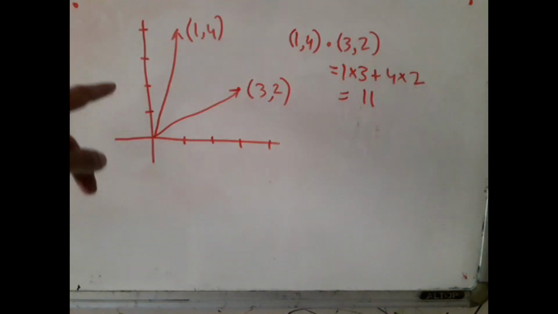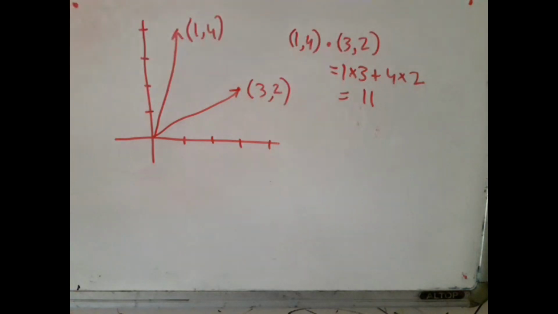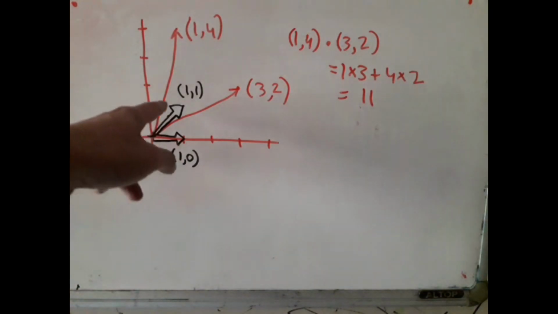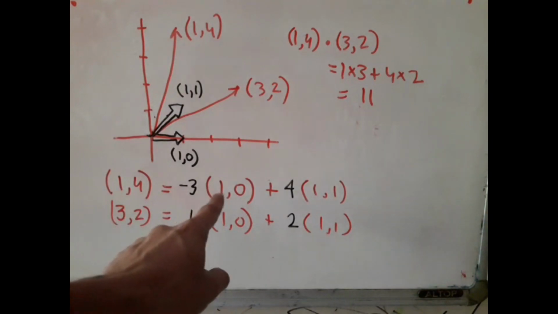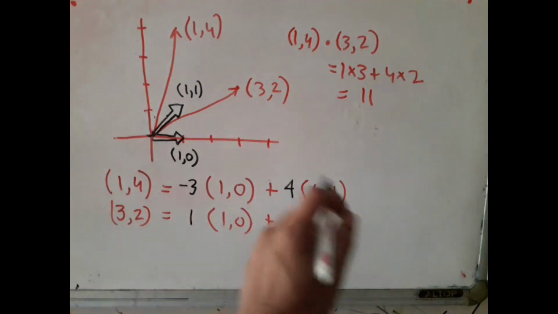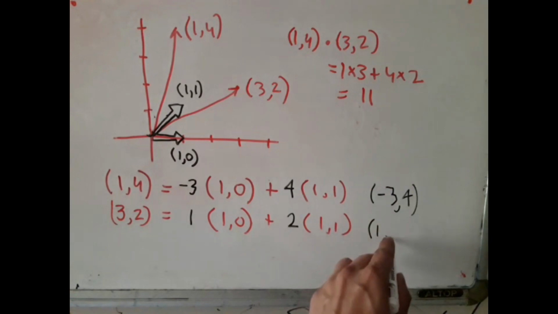When we say that the dot product between 1, 4 and 3, 2 is 1 times 3 plus 4 times 2 equal to 11, we are actually using the canonical basis 1, 0 and 0, 1. If, however, we use a different basis, say 1, 0 and 1, 1, then 1, 4 becomes minus 3 times the first basis vector plus 4 times the second basis vector. Similarly for 3, 2. So the tuple representation of 1, 4 with respect to this basis is minus 3, 4, and the tuple representation here is 1, 2.